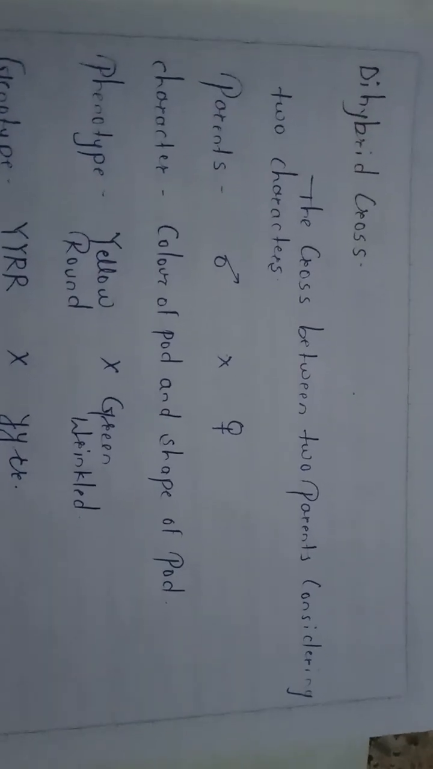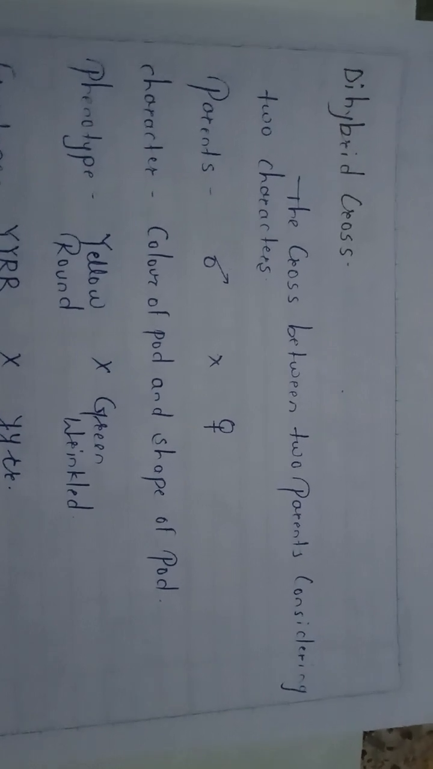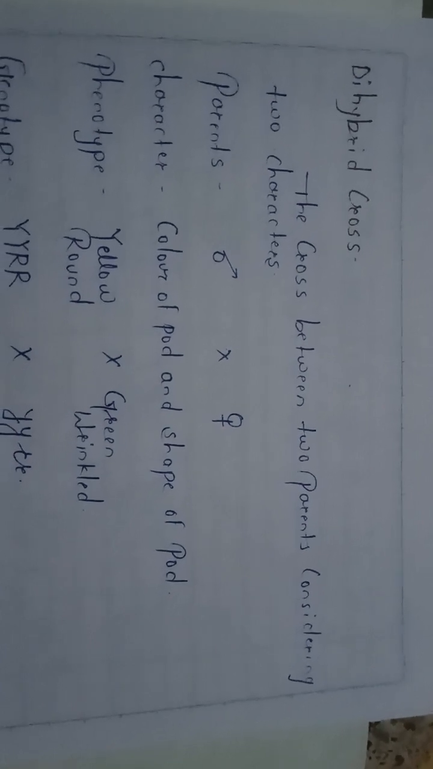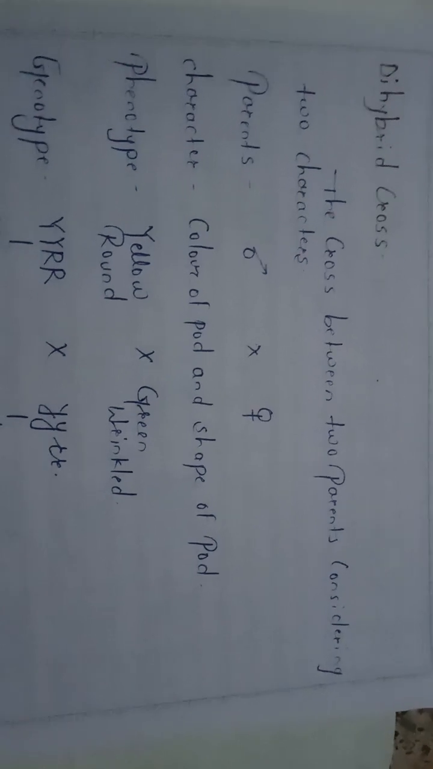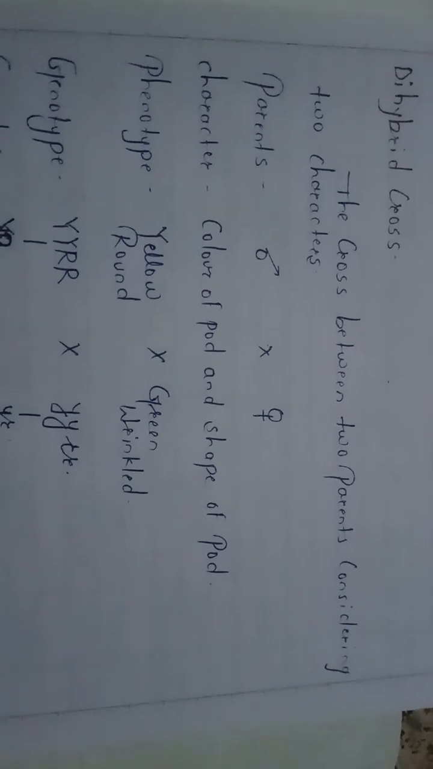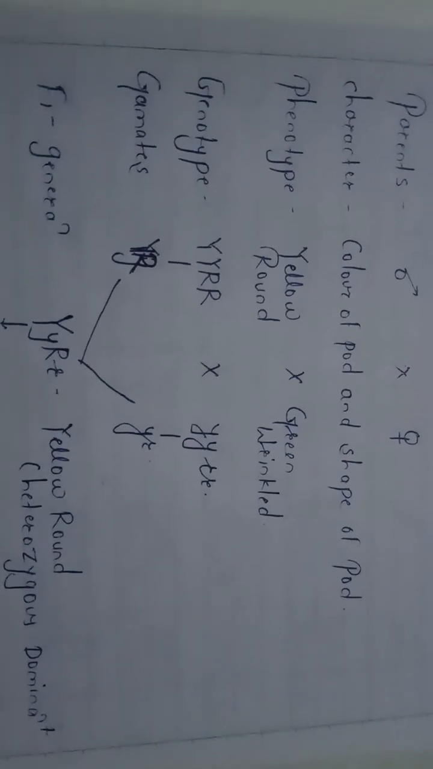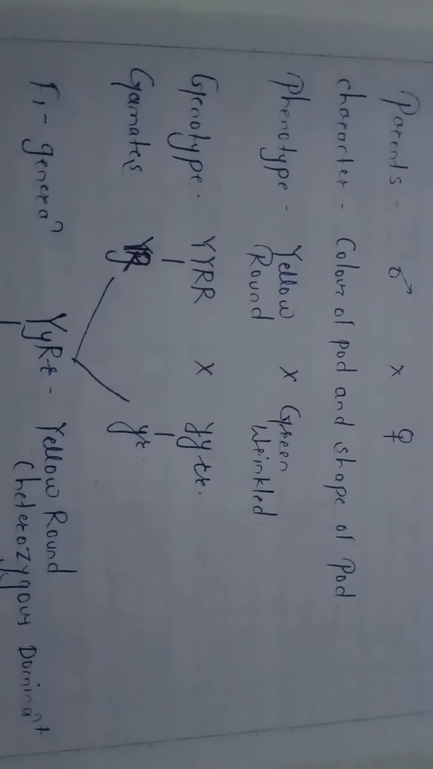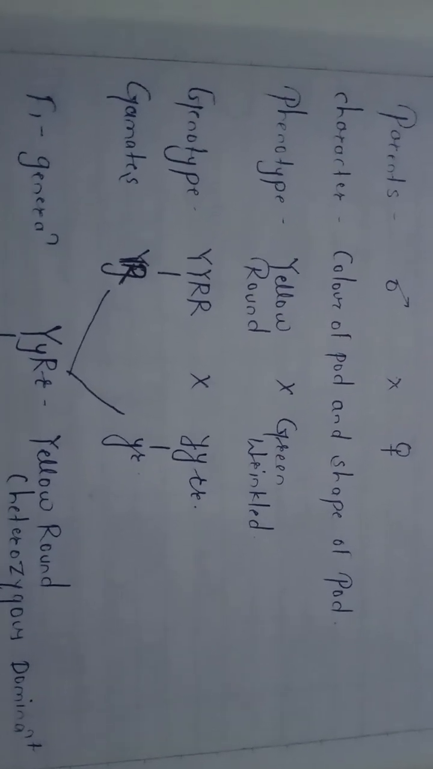So let's discuss the dihybrid cross. The cross between two parents considering two characters. For example, the cross between male and female considering the color of the pod and the shape of the pod. Phenotype is yellow round and green wrinkled. We cross them with each other. The genotype for yellow round is capital Y, capital R, and the genotype for green wrinkled is small y, small r.